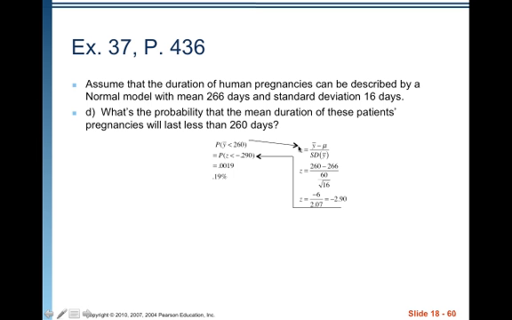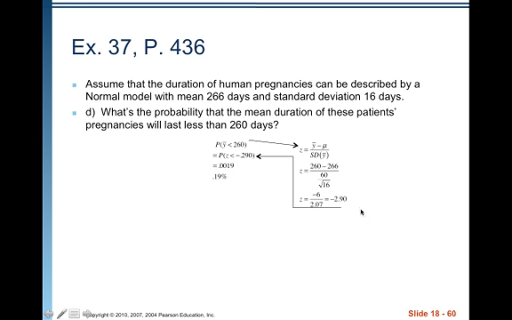So that's what this little arrow is. We've got this in terms of y bar. Let's get it in terms of z. So z is going to equal y bar minus mu over the standard deviation of y bar. So that's 260 minus 266 divided by 16 over square root of 60. And I wrote it in that form just to remind you of how we got the standard deviation of y bar. 260 minus 266 is negative 6 divided by 2.07 gives us negative 2.90. So an average of 60 pregnancies of 260 is 2.9 standard deviations below the mean.